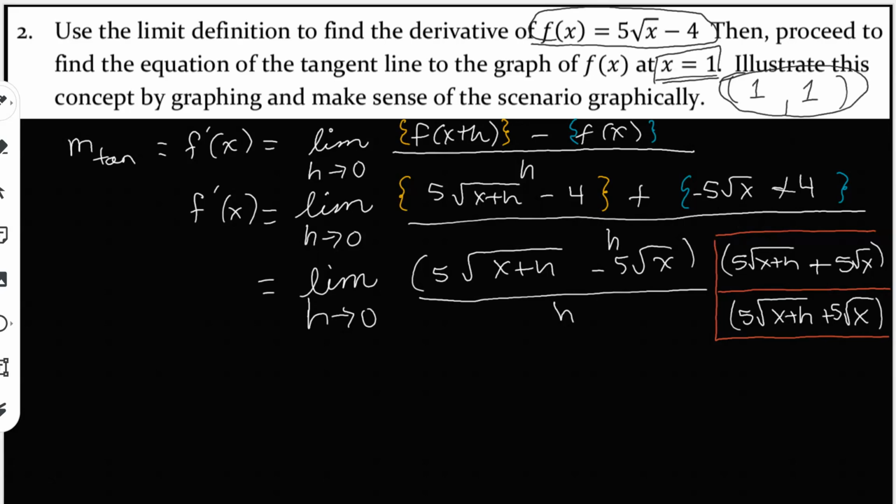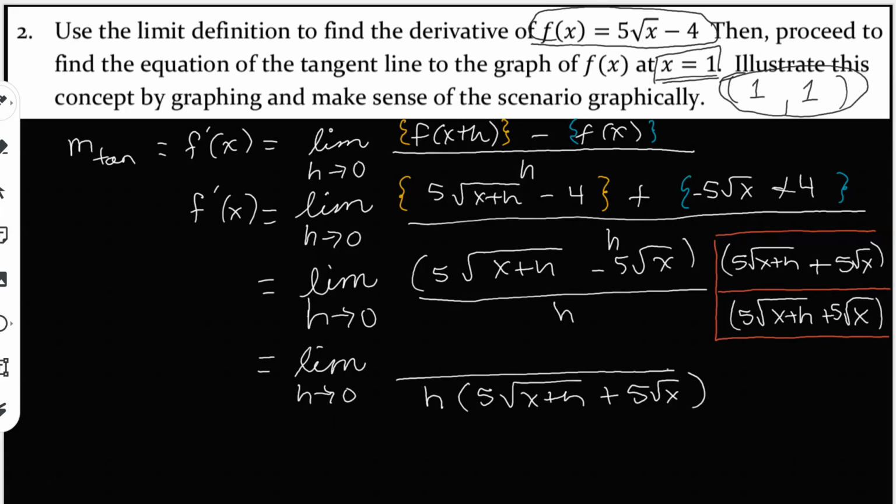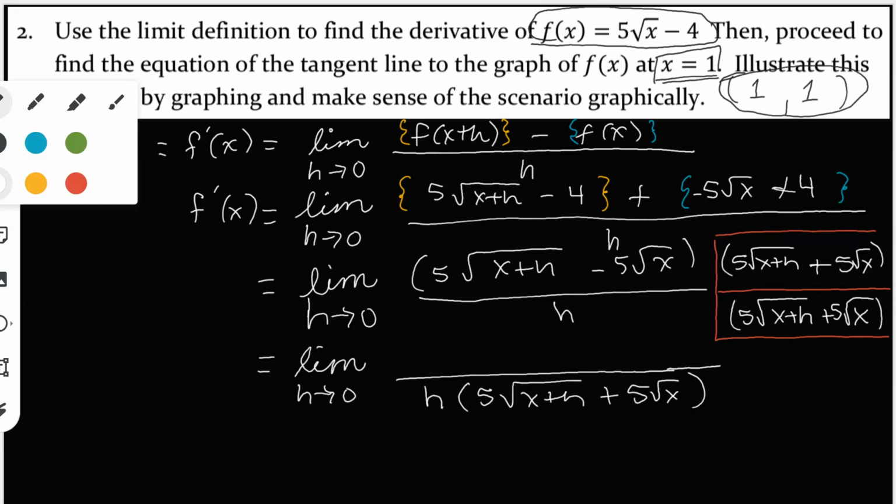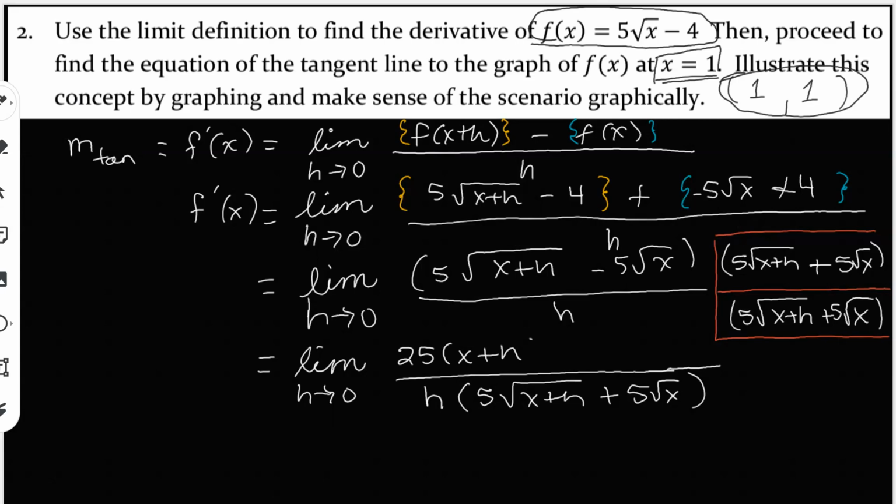There you go. So when I do that, I get the limit as h goes to 0. The denominator will have h times 5 square root of x plus h, plus 5 square root of x. On the numerator, this is a minus b multiplied by a plus b, so I will have a squared minus b squared, the difference of two squares. a squared, which is 5 squared, is 25, and the square root of x plus h squared is x plus h. So I will have 25 times x plus h, that is the a squared, minus 25 times x.